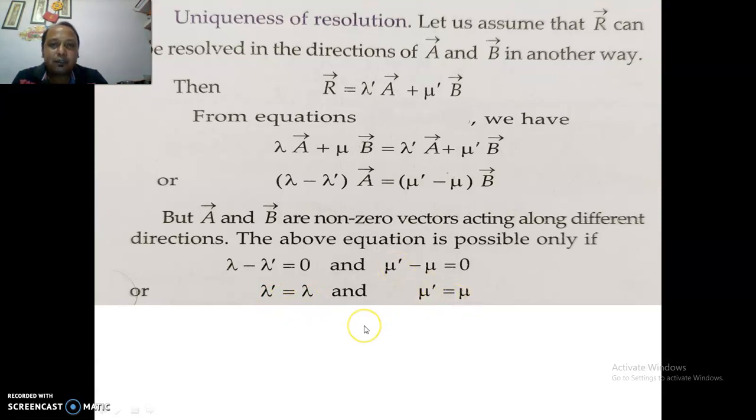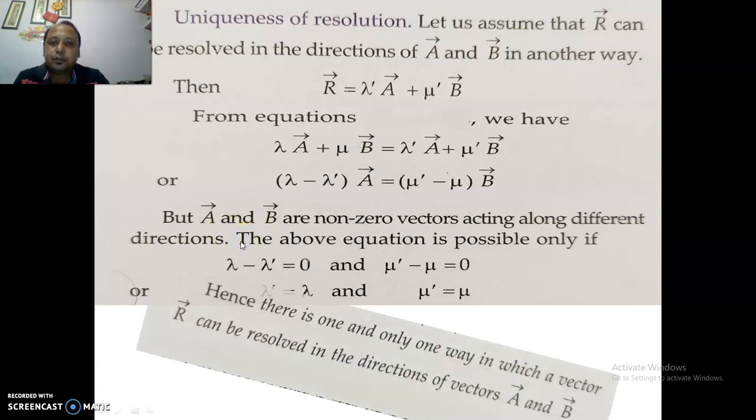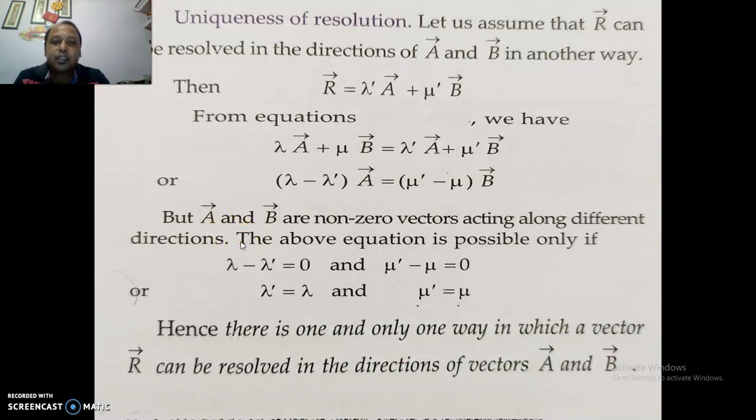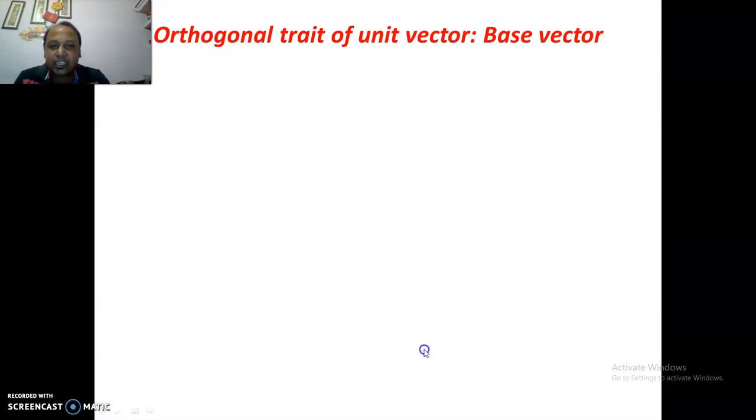So it means that vector R can be represented only in the form of lambda vector A plus mu vector B. Their values of lambda and mu will not change. So this represents the uniqueness of the resolution. That means vector R can be represented in the direction of vector A and vector B in one particular form only. Hence, there is one and only one way in which a vector R can be resolved in the direction of vector A and vector B. I hope this is very clear to you.